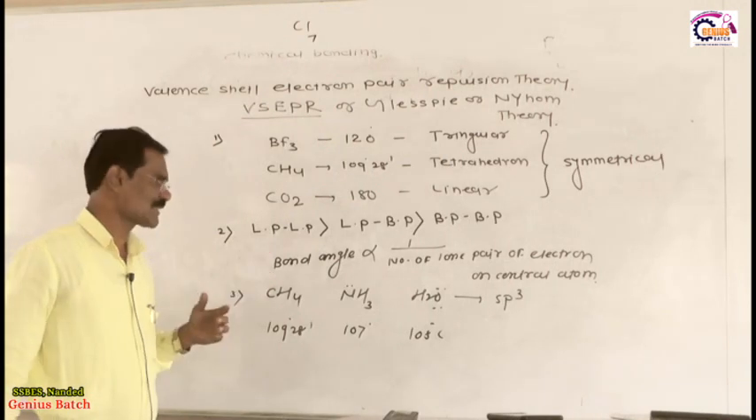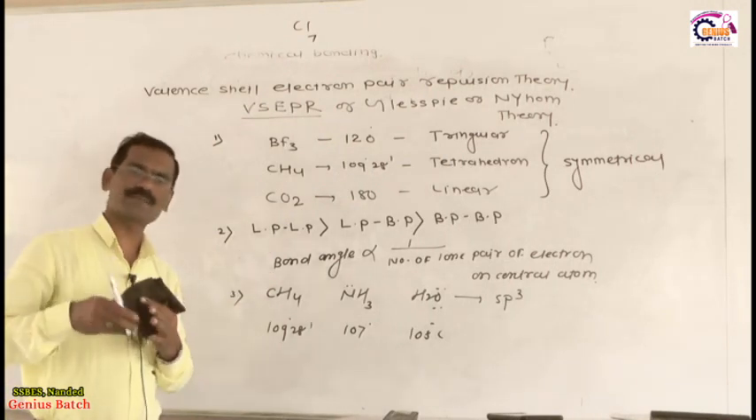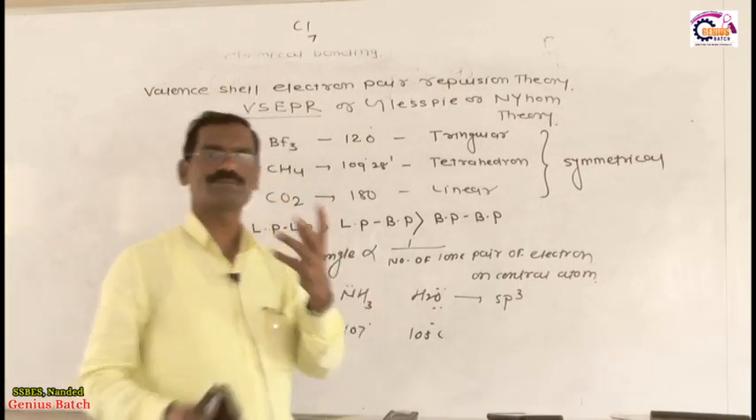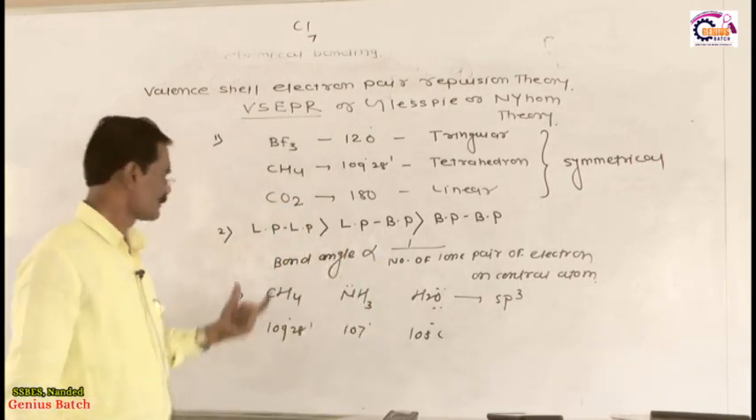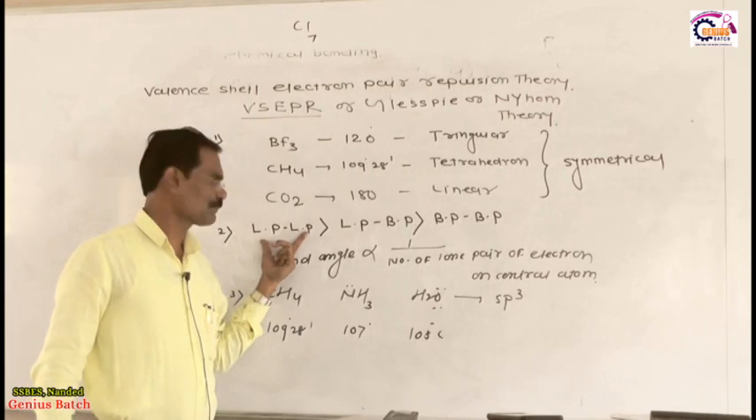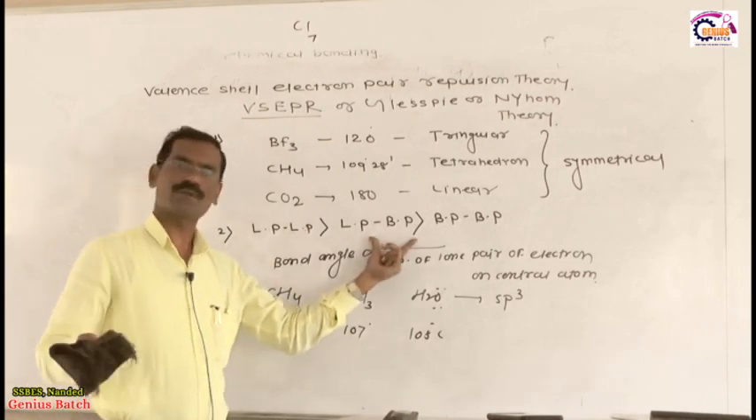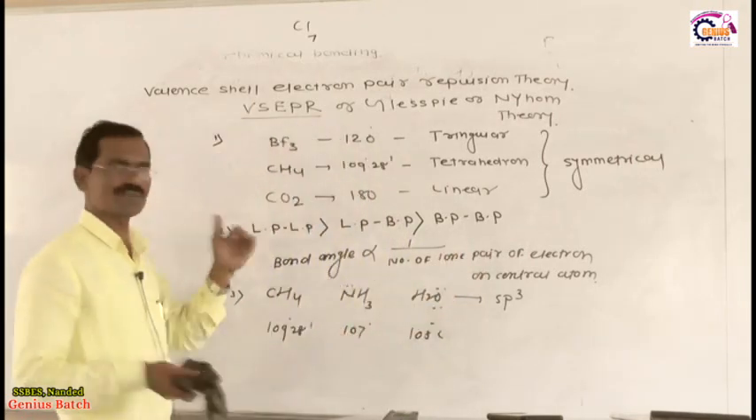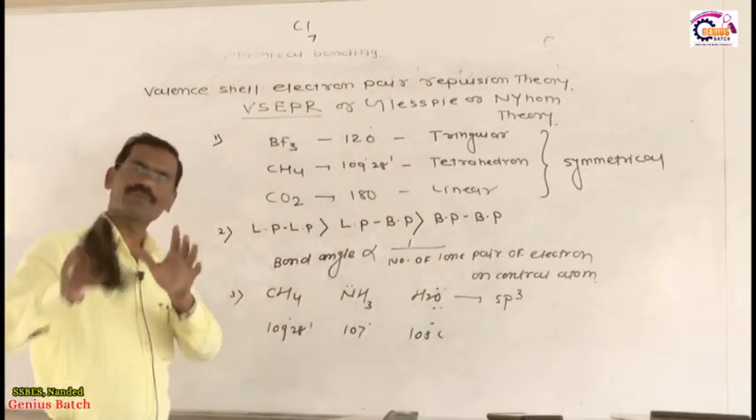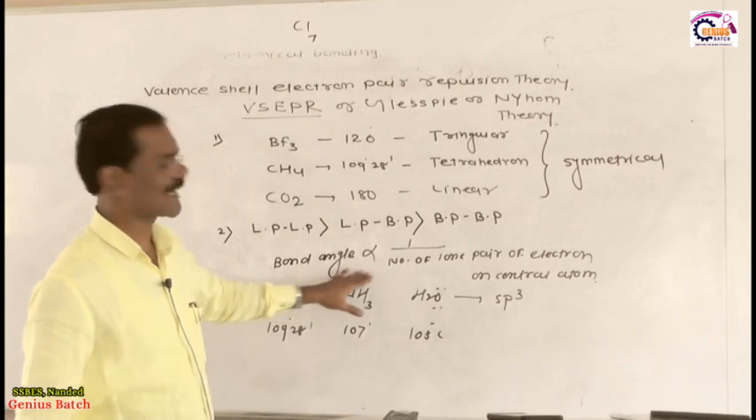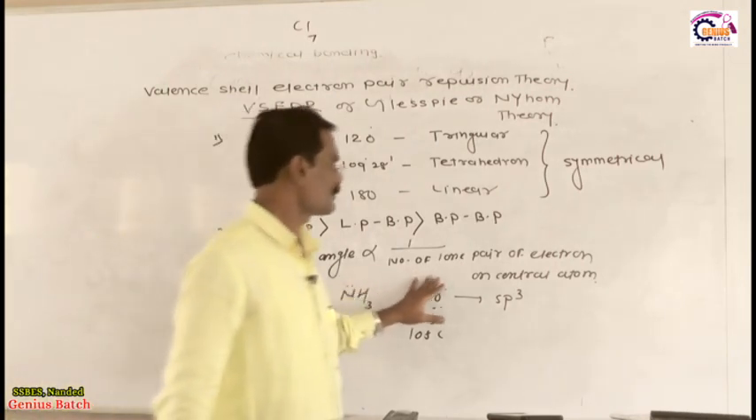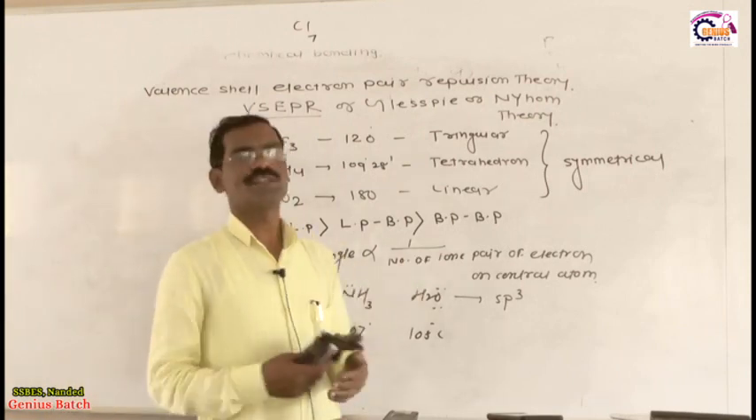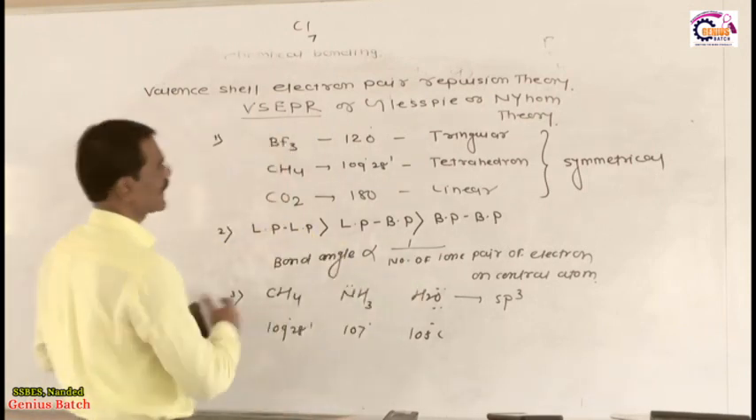And why does the shape become unsymmetrical? Because of repulsion between the lone pair and bond pair. In repulsion chemistry, the strongest repulsion is lone pair-lone pair, then lone pair-bond pair, and finally bond pair-bond pair, and this repulsion reduces the bond angle. So in short, we say bond angle is inversely proportional to the number of lone pairs of electrons on the central atom. Dear student, for example methane and ammonia.